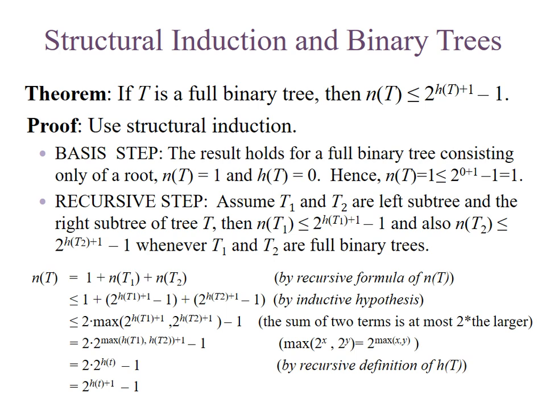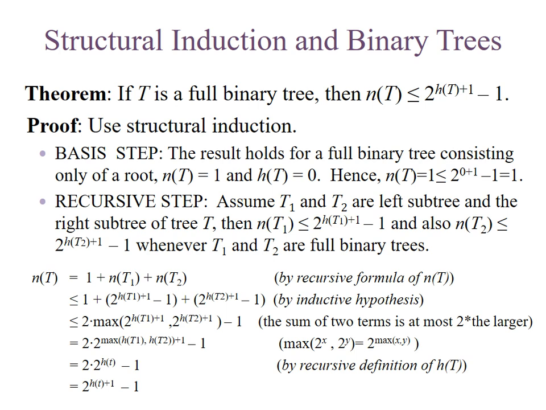Now we can calculate whether it follows the property or not. n of T is 1, which is less than or equal to 2 to the power of 0 plus 1, minus 1. So this is also 1. So 1 is less than or equal to 1. This inequality holds for the element defined in the base set, the full binary tree with only one vertex r. Then this property holds.